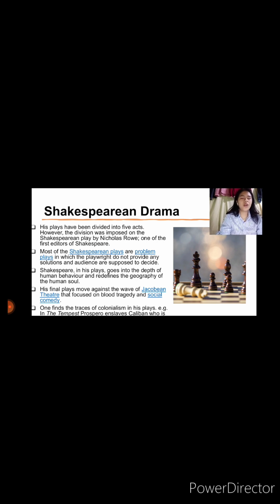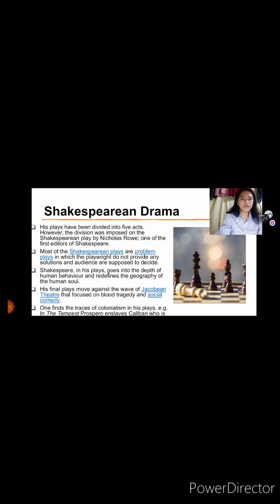Exposition, rising action, climax, falling action, denouement or resolution, or we also know that as the plot of the story. However, the division was imposed on the Shakespearean plays by Nicholas Rowe, one of the first editors of Shakespeare. So most of the Shakespearean plays are problem plays in which the playwright does not provide any solutions and the audience is supposed to decide.